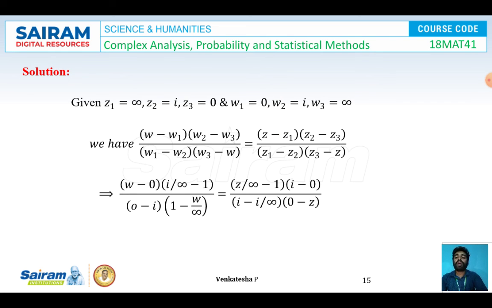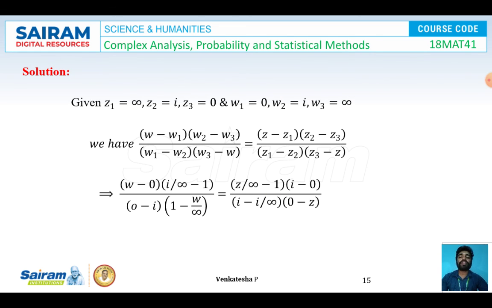So I got the equation now, (w minus 0) into (i by infinity minus 1) divided by (0 minus i) into (1 minus w by infinity) is equal to (z by infinity minus 1) into (i minus 0) divided by (i minus i by infinity) into (0 minus z). So it will become 0 here, i by infinity will become 0 and w by infinity is 0 and z by infinity is 0 and i by infinity is 0, because 1 by infinity is 0.